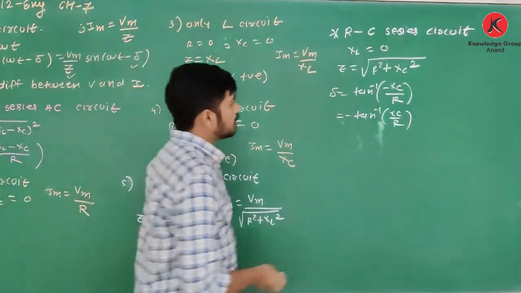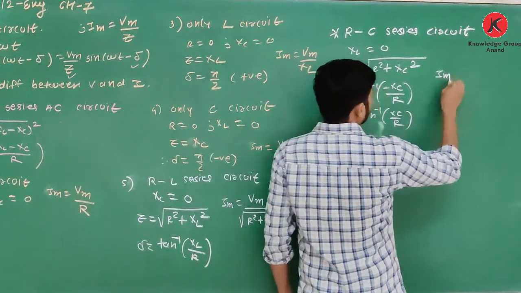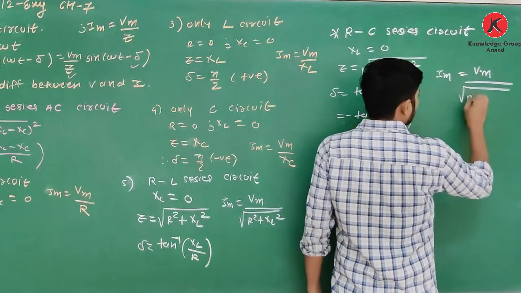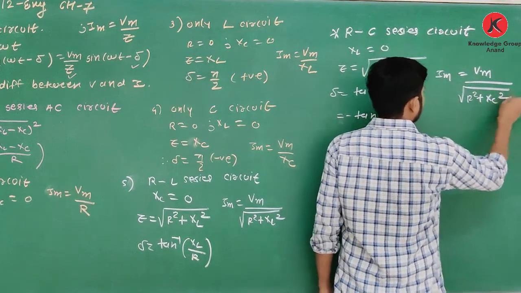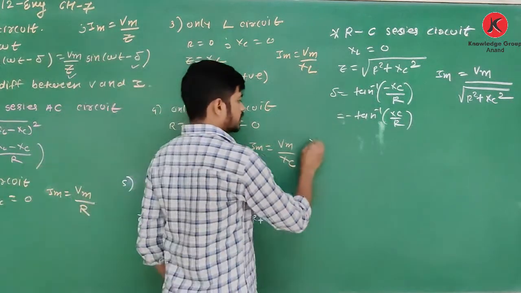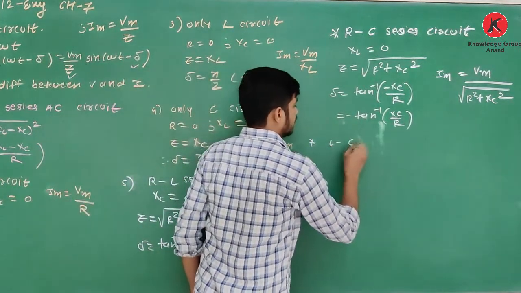Clear about this? What is the equation of current? Im is equal to Vm upon under root R squared plus XC squared. Clear about this? So that is the RC circuit. The last one is the LC series circuit.